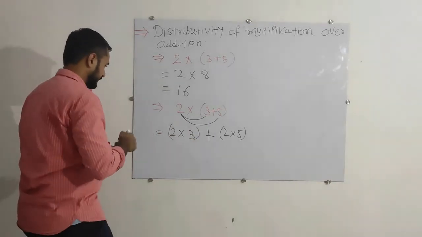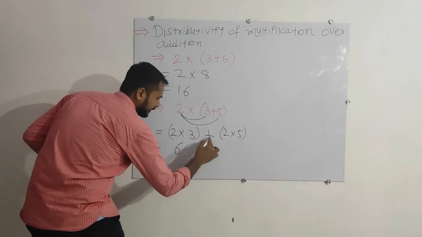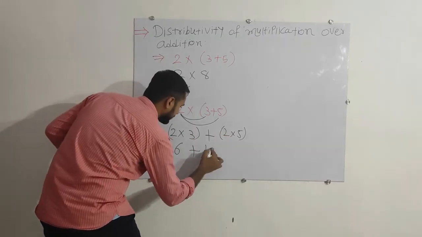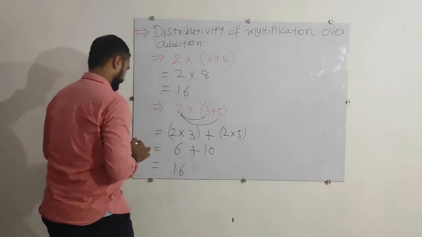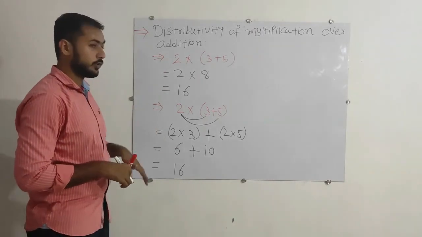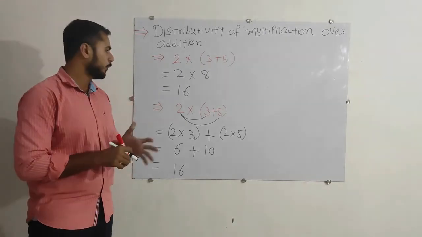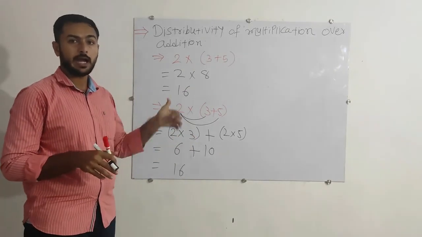Now just do the multiplication. 2 3s are 6. Addition sign as it is. 2 5s are 10. 6 plus 10 is 16. Now just check whether the answers for both methods are the same or not. Yes, that is 16 and 16. So this is how we can use the distributive property. Try to understand this, pause the video and note this down.